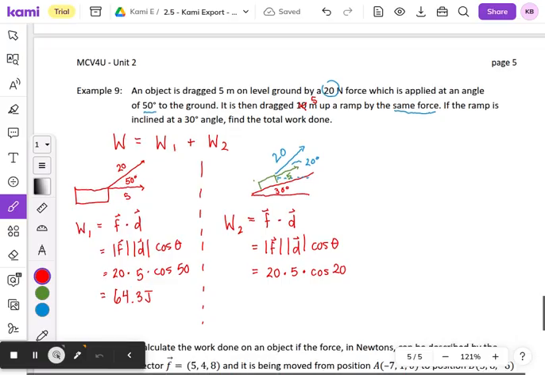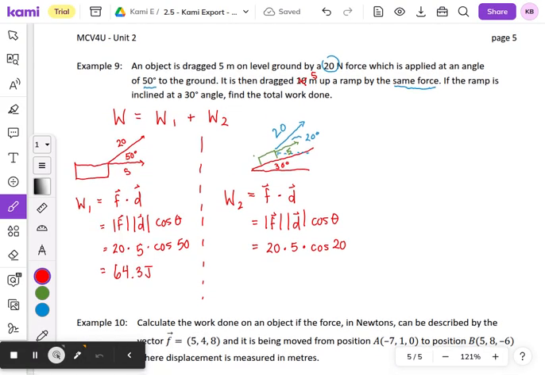Okay, so I've set up my formula here. You can see the force is still 20 newtons, the displacement is still 5, but instead of applying the force at 50 degrees to the displacement vector, I'm only applying it at 20 degrees. So you've probably done this calculation already, but you can see when I make this calculation, even though the angle is smaller, the cos of the angle is bigger. Okay, so I'm going to have 94.0 joules. So it's more work, which makes sense logically. It's more work to pull something up a ramp.